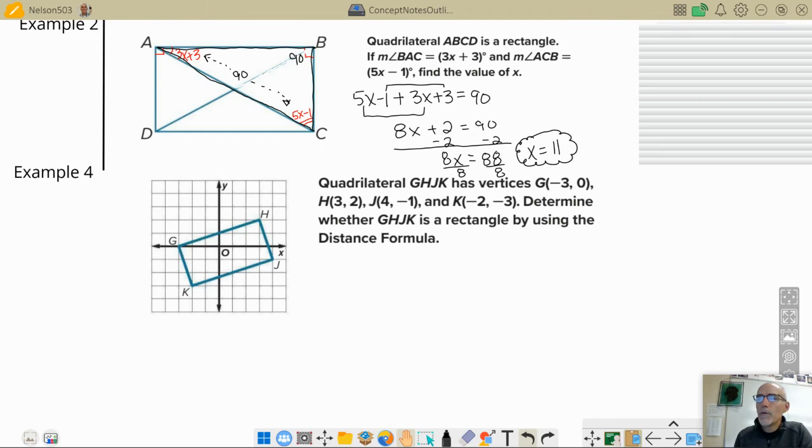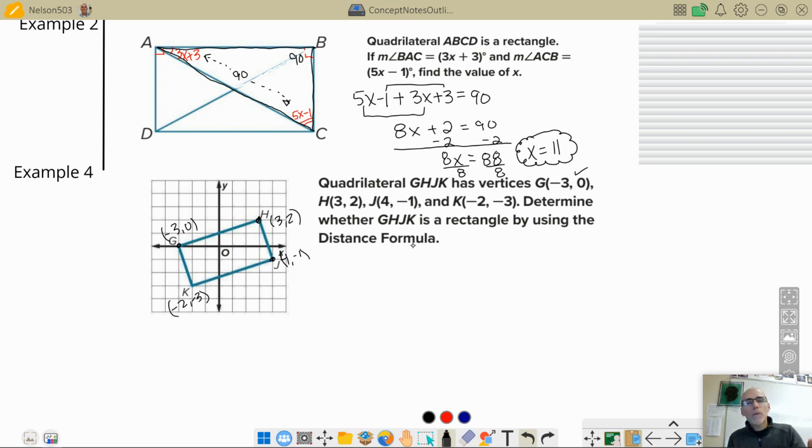Okay, here's example 4. First thing, again, you don't have to put the grid down, but I definitely want you to put a little rectangle down, and then you would mark the pieces of information that we know. 1, 2, 3, right? So this is -3, comma 0, right? So I look over here. Yep, check mark. I got that one taken care of. 3, 2 is right over here. So you just put down 3, 2, and then you got 4, -1, right? 4, -1. And then we've got -2, -3. So -2, -3. All right.